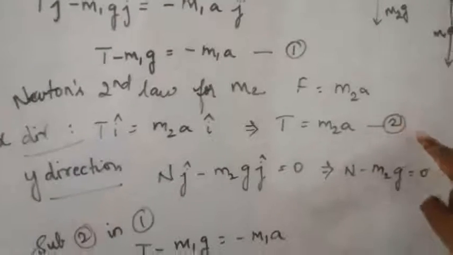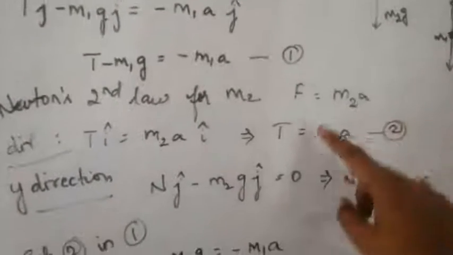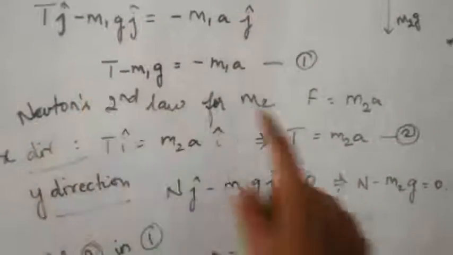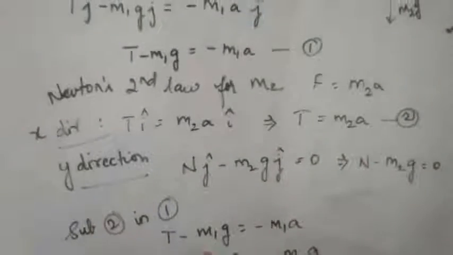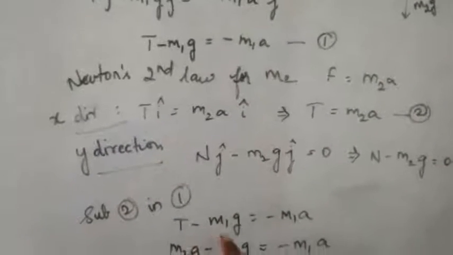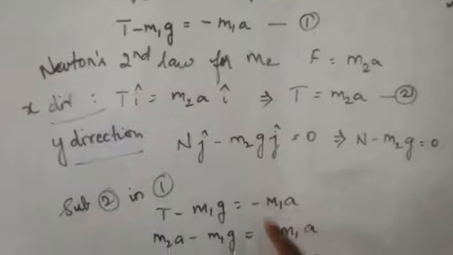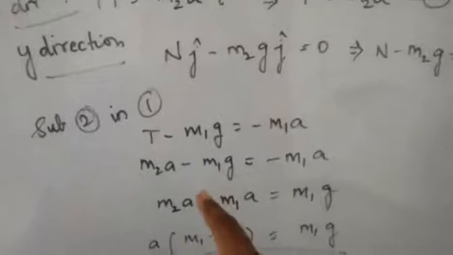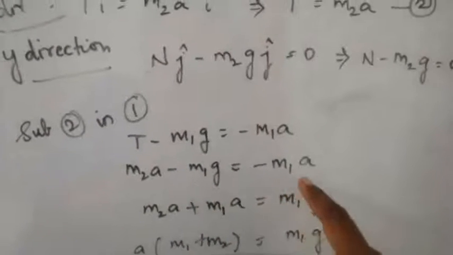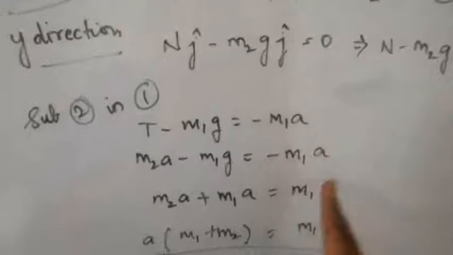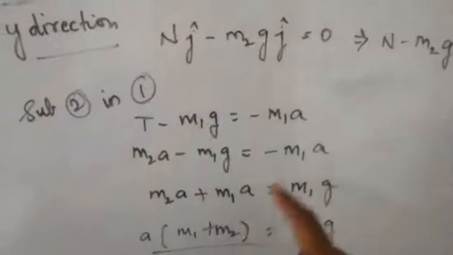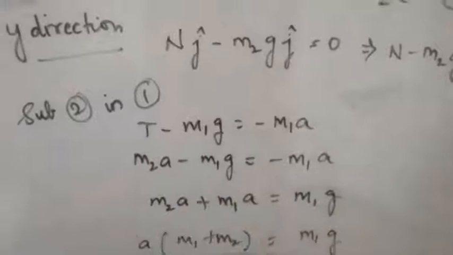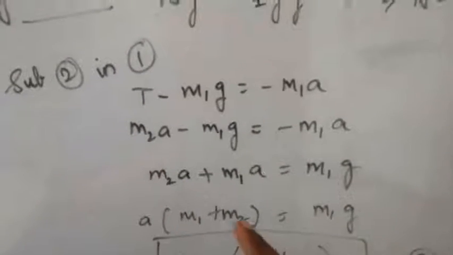So now substitute the second equation in the first equation. That is, the second equation, T equal to m2a. So in the first equation, instead of this T, substitute m2a. Then the first equation, T minus m1g equal to minus m1a, becomes m2a minus m1g equal to minus m1a. Bring the a part to one side and the g part to the other side. So bring this to the left hand side. Here it is minus. When you bring this to the left hand side, it becomes plus m1.